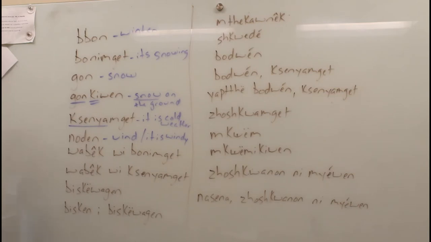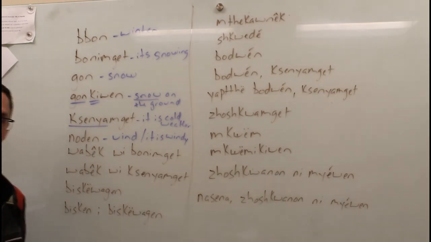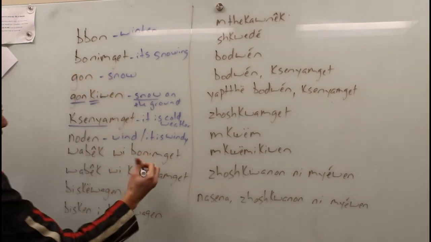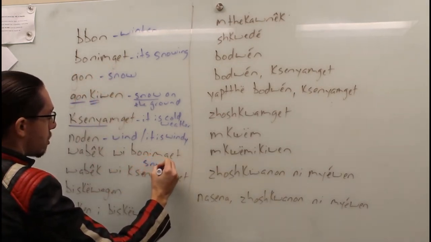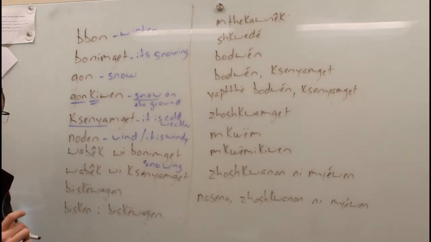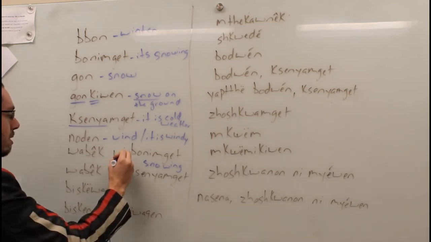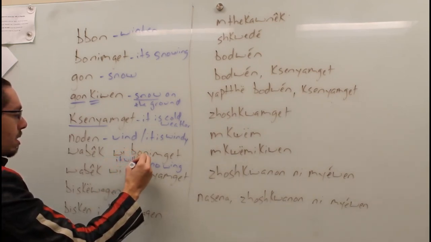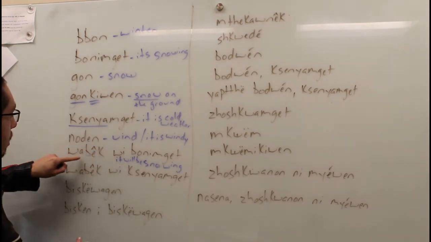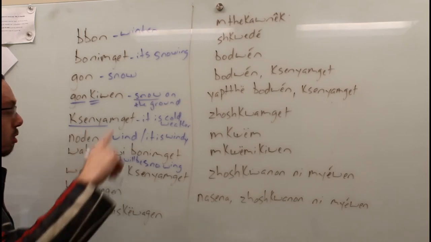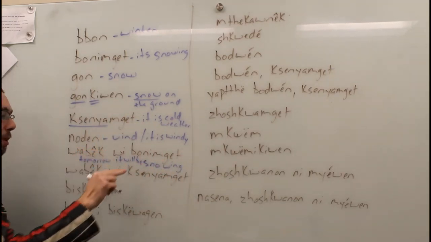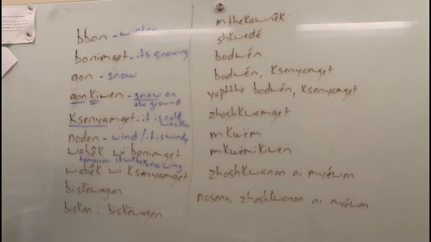The next. Wabuk wibonimget. So we have bonimget, it's snowing. We is our future tense. It will be. So if you said we bonimget by itself, it's going to be snowing. Wabuk means tomorrow. Tomorrow it's going to snow. Wabuk we bonimget.